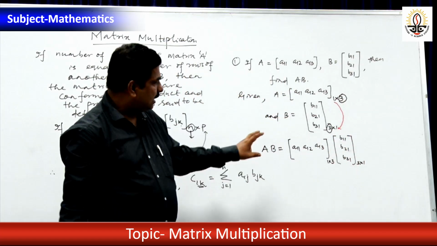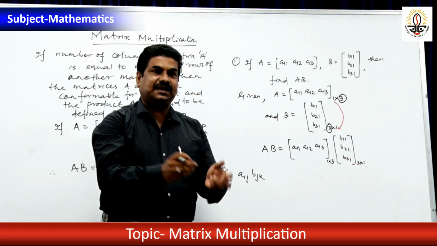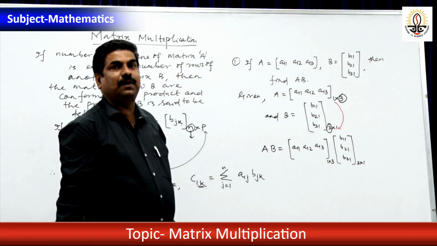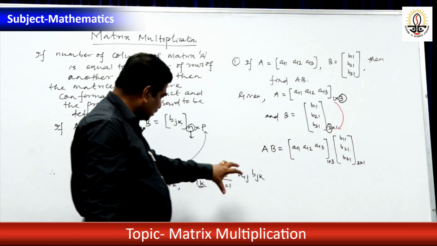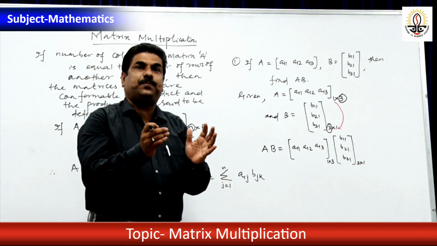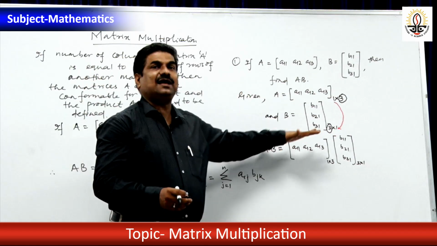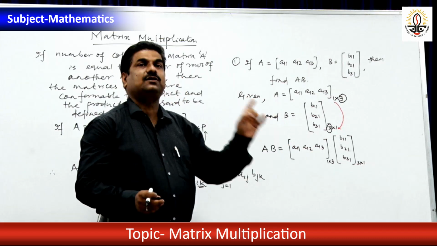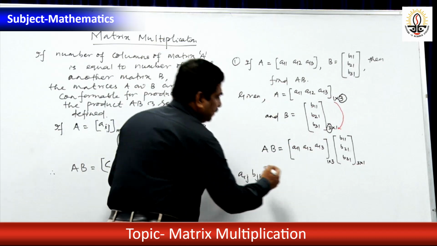Then the product AB is a matrix of order 1 by 1. Here the definition is the sum of the product of the ith row with the kth column. That means here you multiply like this.